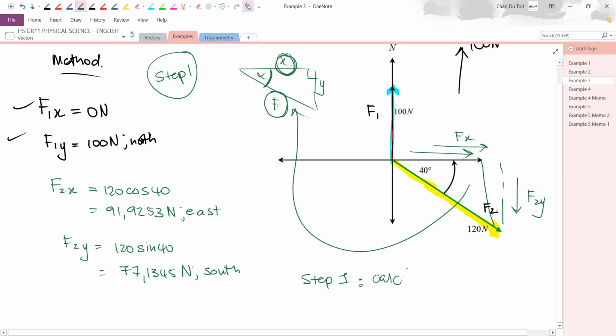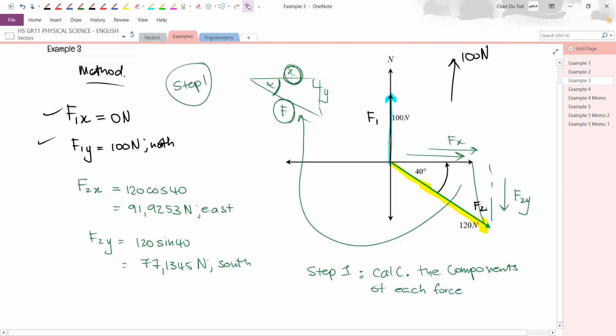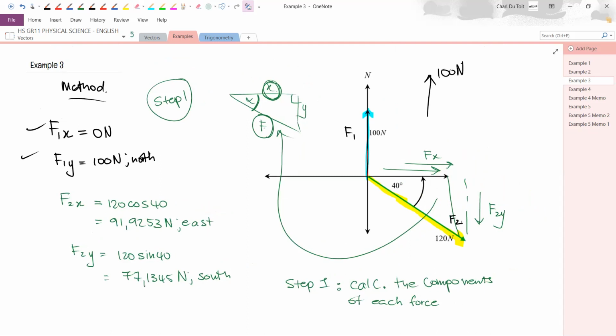Calculate. Maybe I can try and write nicer than that. Calculate the components of each force. Remember, there can also be 3 or 4 forces. You don't get that very often because that's just a lot of marks to give away. Because once you can do 1, you can do 3 and 4. So they're just giving extra marks away, not testing anything. All right, cool. That's step 1.